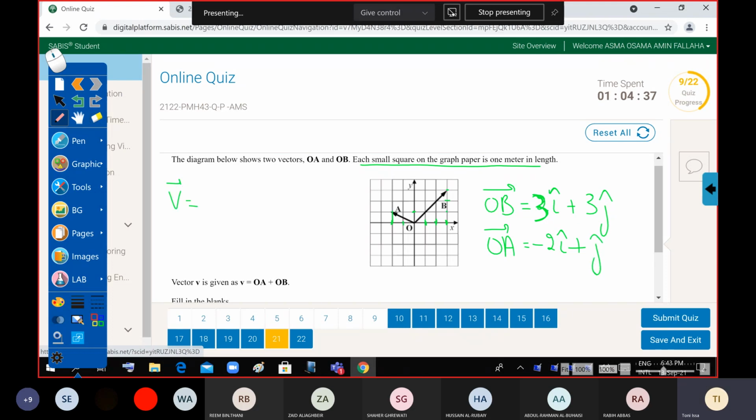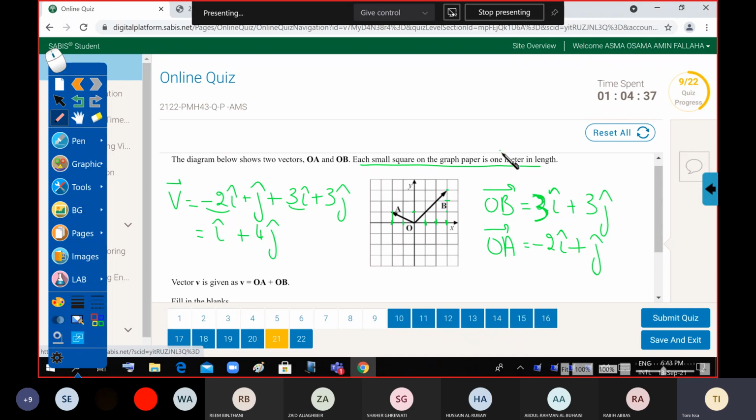How can I find vector V? They said it's vector OA plus OB, so it will be minus 2i plus j, which is vector OA, plus 3i plus 3j, which is vector OB, and then I group it. Minus 2i plus 3i is 1i, plus 4j. So first you need to find it from the graph, and then you do that.